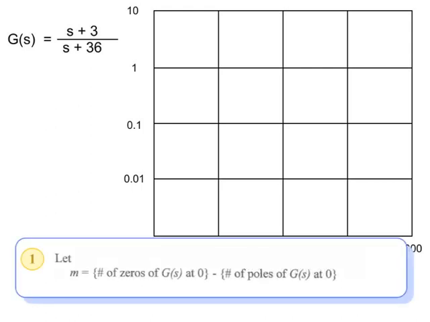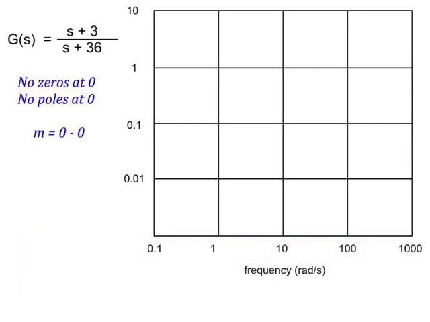Our first step in construction is to find the integer m, which is the number of zeros at the origin minus the number of poles at the origin. In this case, we have no zeros at the origin and no poles at the origin, so m is equal to 0, just as in example 1.